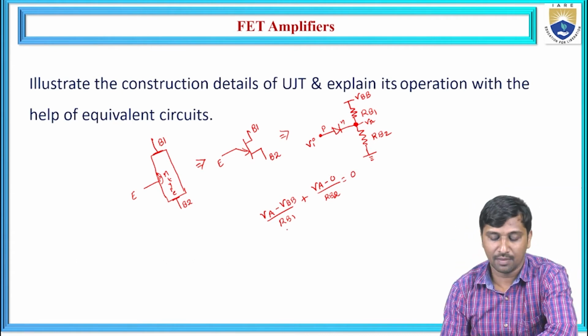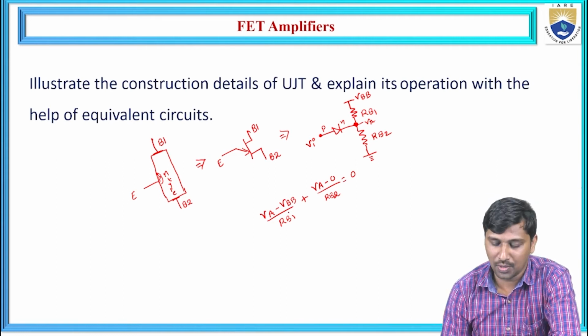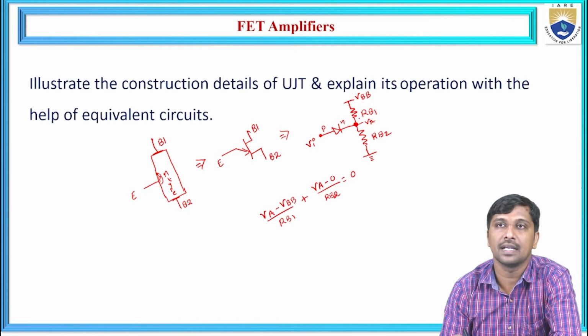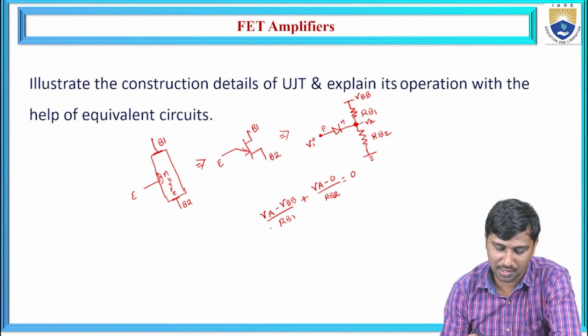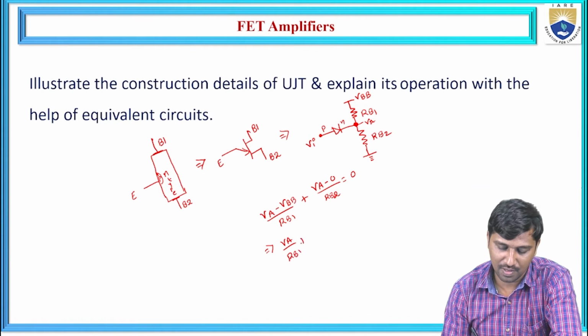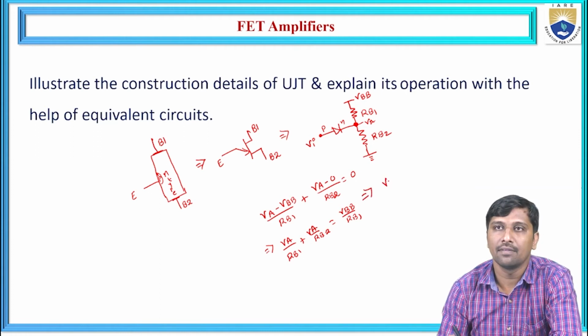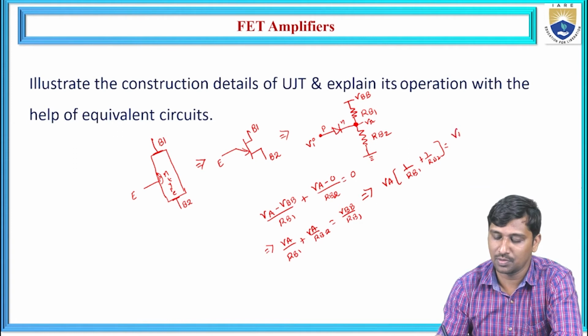By using this mathematical relation, we need to find out how much net voltage will be produced with respect to the biasing components and the DC sources. If you simplify this, we can write VA by RB1 plus VA by RB2 equal to VBB by RB1. In this relation, VA is common, so you can write VA times (1 by RB1 plus 1 by RB2) equal to VBB by RB1.